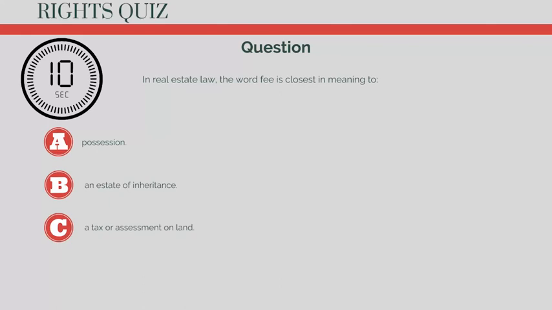In real estate law, the word fee is closest in meaning to: possession, an estate of inheritance, a tax or assessment on land, or a real estate commission. B, an estate of inheritance.